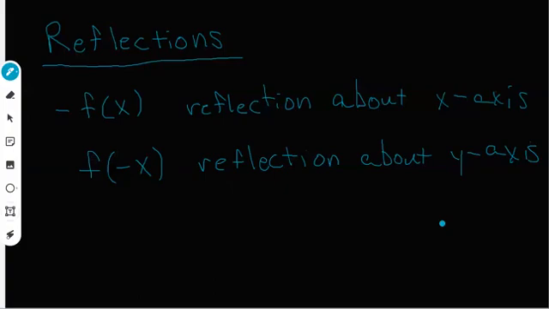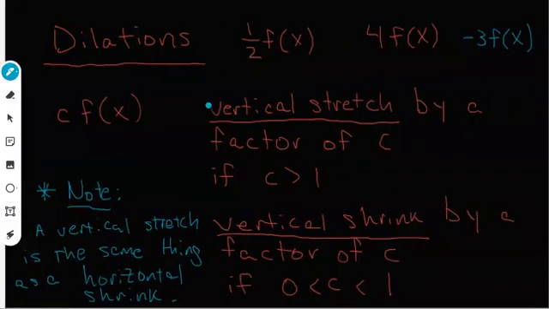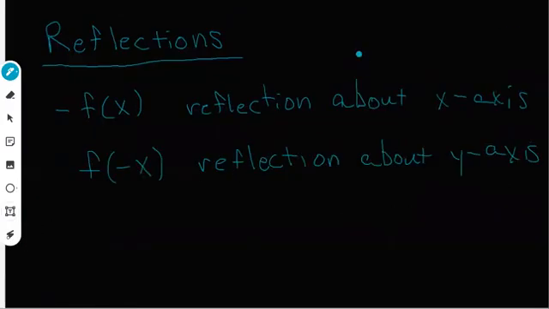Okay, so those are the three basic types of transformations. Going back, we talked about translations. You're either adding or subtracting. If you do it on the outside, you're going up and down. If you do it on the inside, you're going to the left and the right. Dilations, that's when you multiply by a number. Vertical stretch if it's a big number, vertical shrink if it's a smaller number. And then reflections are when you multiply by a negative number. You reflect about the x-axis if it's on the outside, but if it's on the inside, you're reflecting over the y-axis.